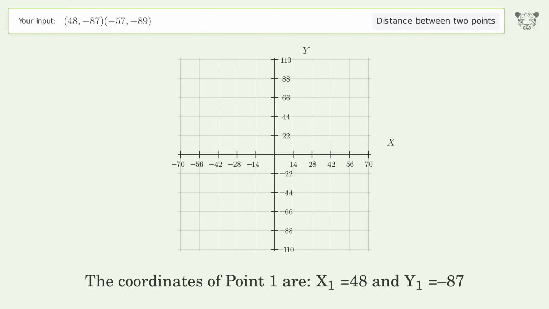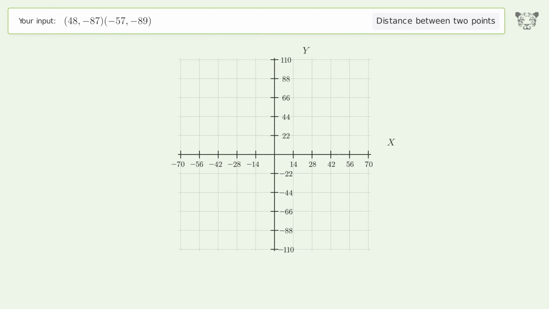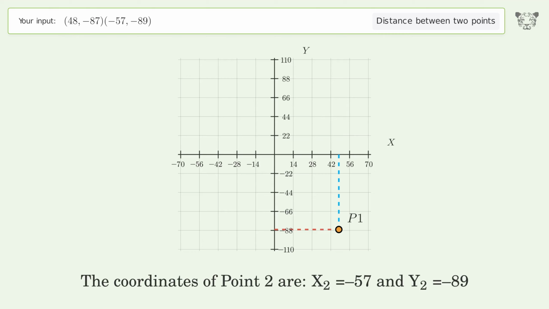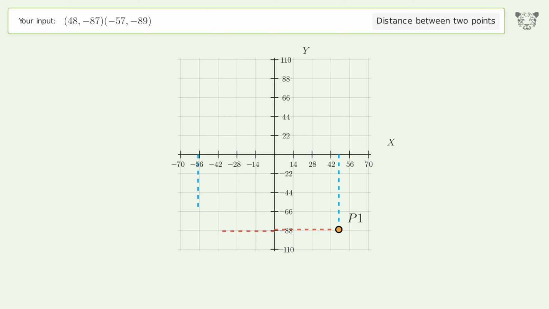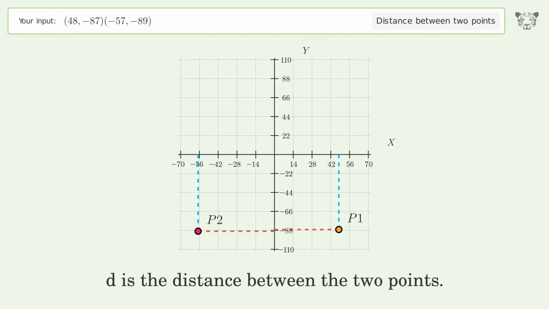The coordinates of point 1 are x1 equals 48 and y1 equals negative 87. The coordinates of point 2 are x2 equals negative 57 and y2 equals negative 89. D is the distance between the 2 points.